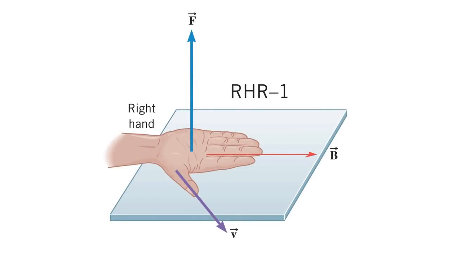This is the diagram from the textbook about the right-hand rule for forces on an object. Force is in blue, magnetic field is in red, and the velocity looks like it's purple, kind of purpley. And what they say is make your thumb go in the direction of V and your fingers in the direction of B, and then your palm is facing the direction of the force, F.